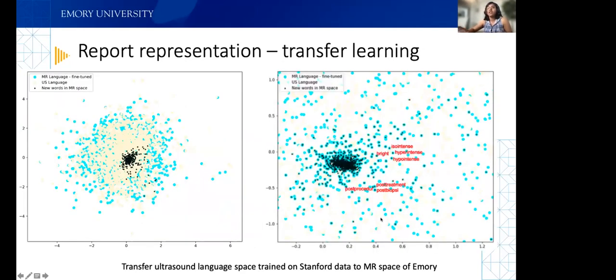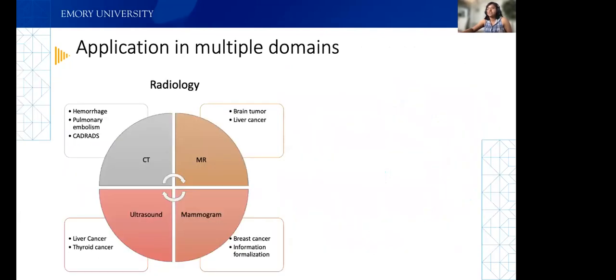And then we also show the kind of transfer learning, where we train the model on the ultrasound language space, and we fine-tune the model on the MR language space. And we can clearly see that the ultrasound and MR overlap nicely. And the new words that appear in MR, they also learn the synonyms from the ultrasound language space, which is kind of interesting. For example, bright, isointense, hyperintense, hypointense are also recognized as synonyms or similar words of bright. Which is kind of interesting.